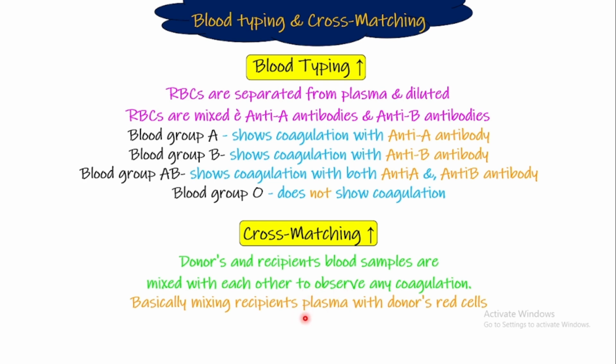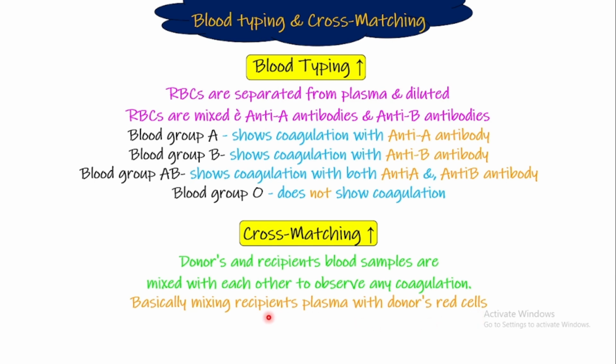So why are we not considering the donor's plasma? Because the donor's plasma just dilutes itself, okay? Because of the relatively lower quantity as compared to the recipient's blood quantity. Okay, so in cross-matching, basically we're mixing the recipient's plasma with the donor's red cells, and we will observe for any coagulation. If the coagulation occurs by any reason, then the transfusion is not done.